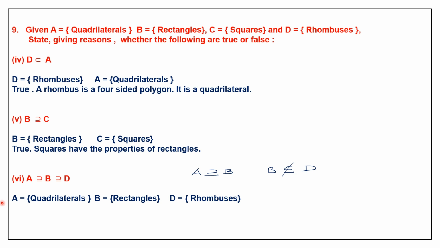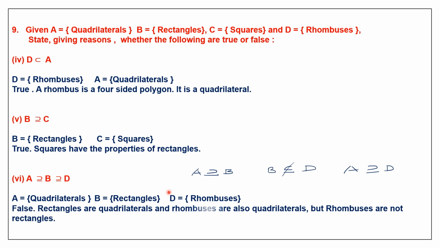Whereas D and A, you can see that A is a superset of D. A is a superset of B. It is a superset of D. But B and D, you cannot put together. B cannot be a superset of D because D is not a subset of B. So this statement is false. Rectangles are quadrilaterals. Rhombuses are also quadrilaterals, but rhombuses are not rectangles. So this part is not true. So this statement is false.